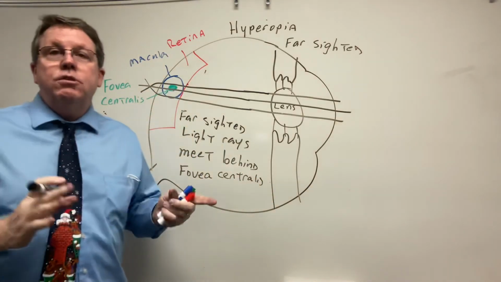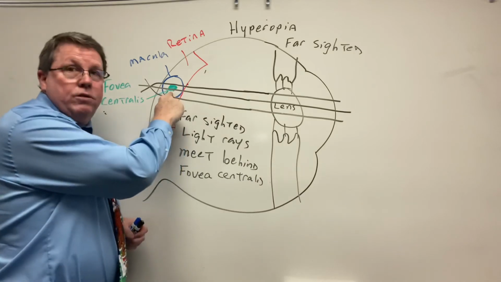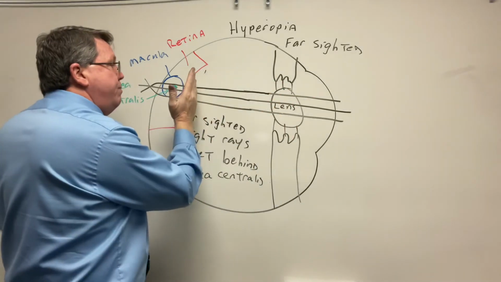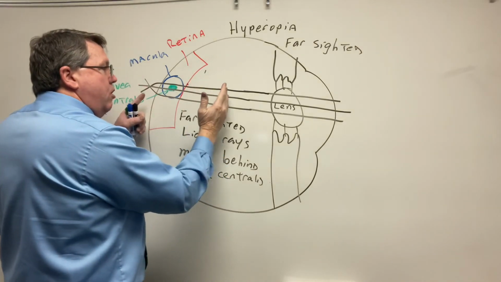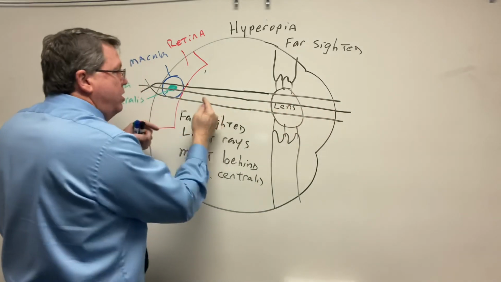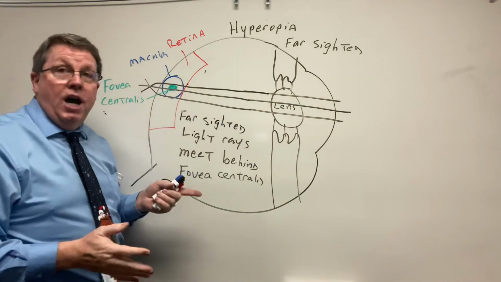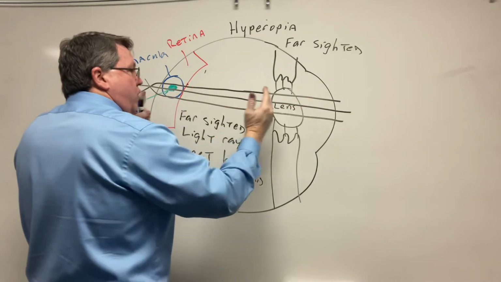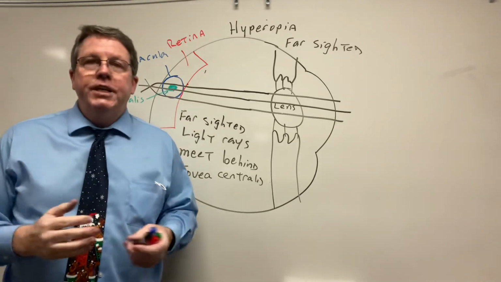So just to reiterate, in normal vision, light rays would come and they basically meet on the fovea centralis. In nearsightedness, light rays meet before the fovea centralis, and so we've got to move things closer to the eye to push that back onto here. In farsightedness, the light rays would meet behind the eye if they met at all, and so therefore I've got to move objects away so I can focus it on there. So that's basically it for vision and vision problems.